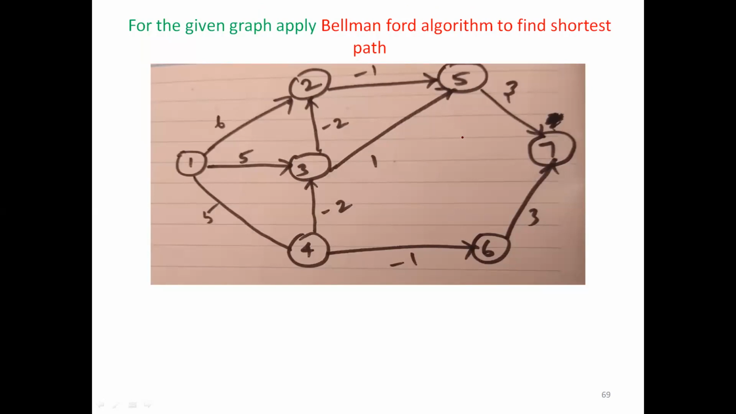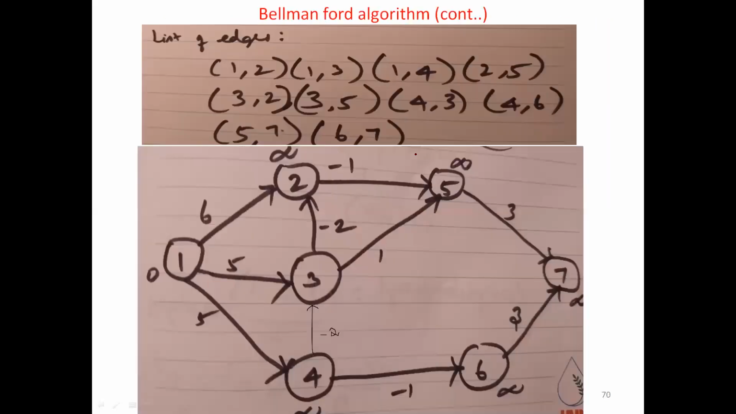So what you have to do is write all the edges in the graph. First, you have to write what the edges are. Here it is a directed graph, so you can easily write the edges. No need to bother about the weights, so just write the edges alone. This is the list of edges we have taken.